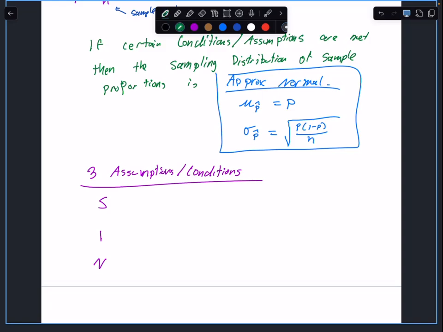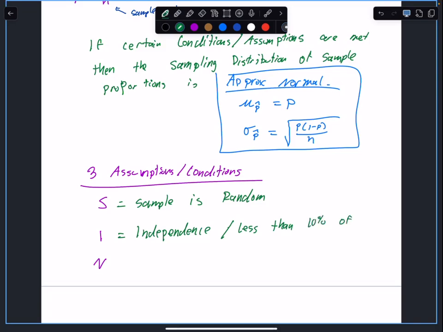SIN. So the first one, S, stands for that the sample is random. We want a random sample. Okay? The sample is random. The second thing that we have is independence, or we have less than 10% of the population sampled.